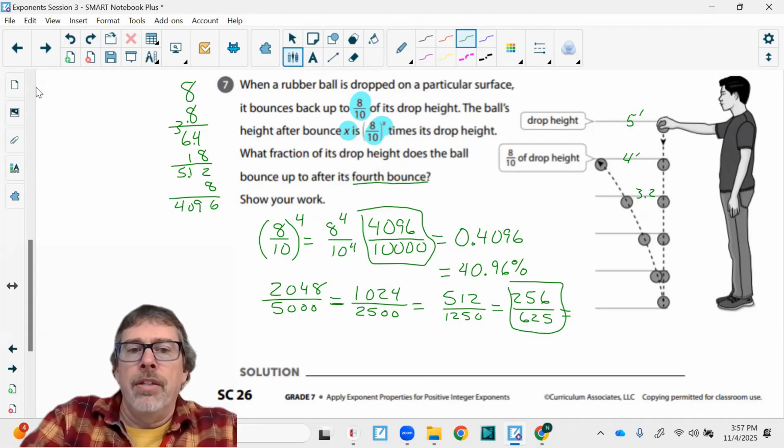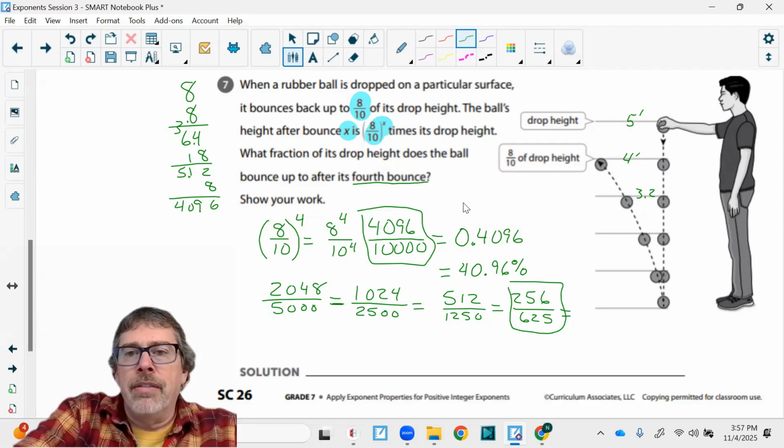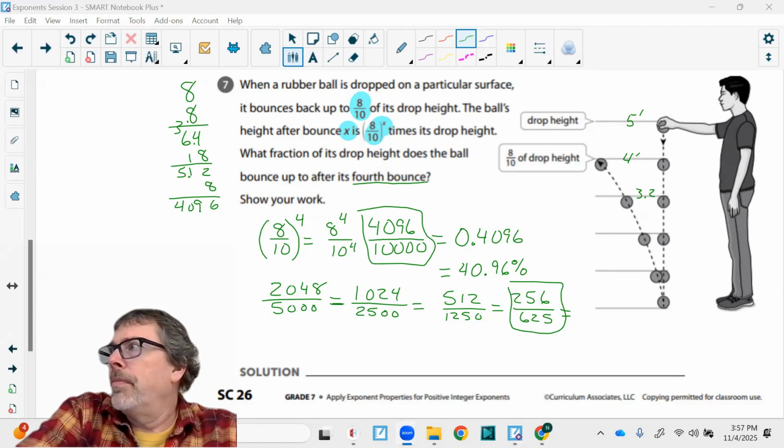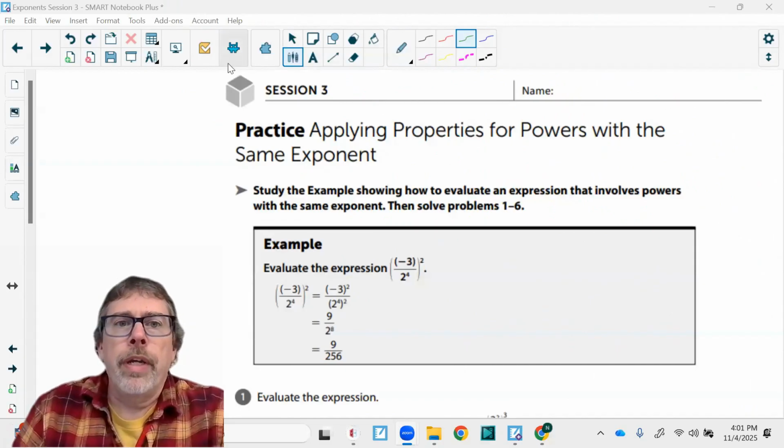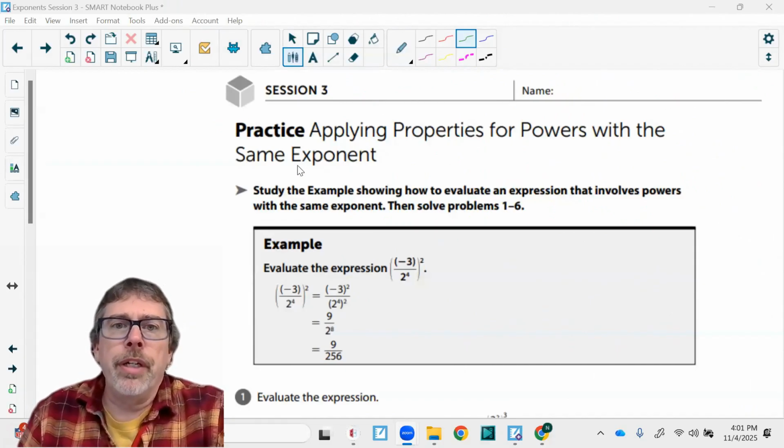Okay, so that's where we're going to stop on this lesson. And this was on day 3, and we will finish this lesson on another day. Okay, this is the second part of session 3.